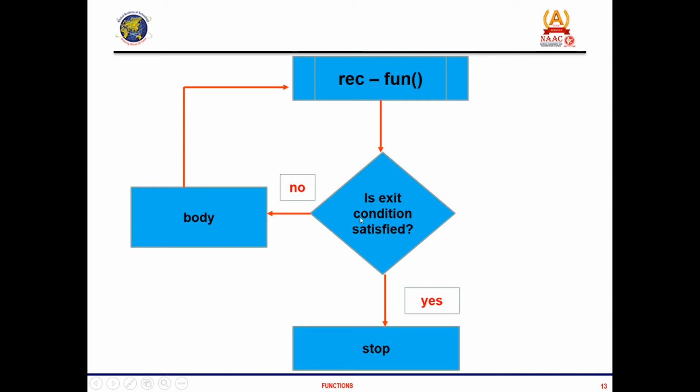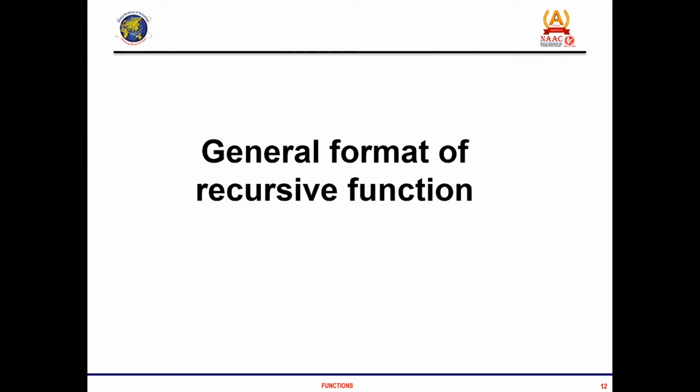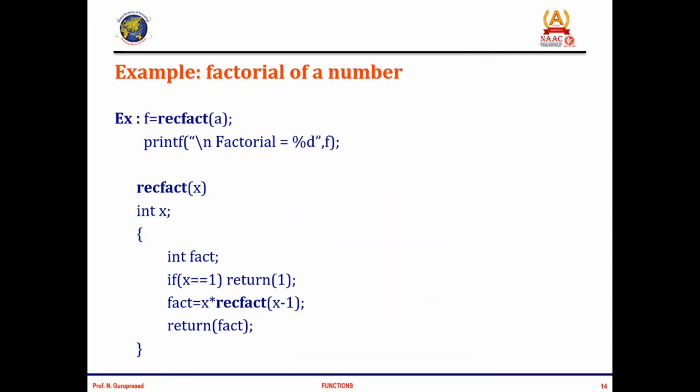If the exit condition is not true, that is, if it is false, then the statements which come in the body of the function will be executed, again going back to the recursive call. So this is what we mean by the general format of a recursive function. Now let us proceed further and look at one of the important applications of recursion, the factorial of a number. Let us try to code this and understand how it exactly works.